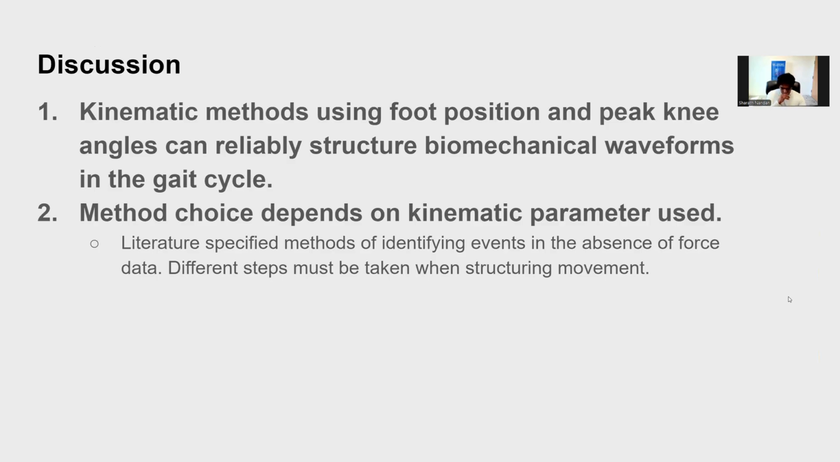So, what can we take away from these results? Most importantly, we can note that certain kinematic methods can reliably structure these biomechanical waveforms in gait, comparable to the kinetic-based methods. Firstly, the foot position methods, identified by heel strike and toe off, respectively, as I pointed out in the plot before. These methods directly track the motion of the heel or toe in space. Because the foot position changes clearly at heel strike and toe off, they offer a consistent cue that matches well with the kinetic contact data.